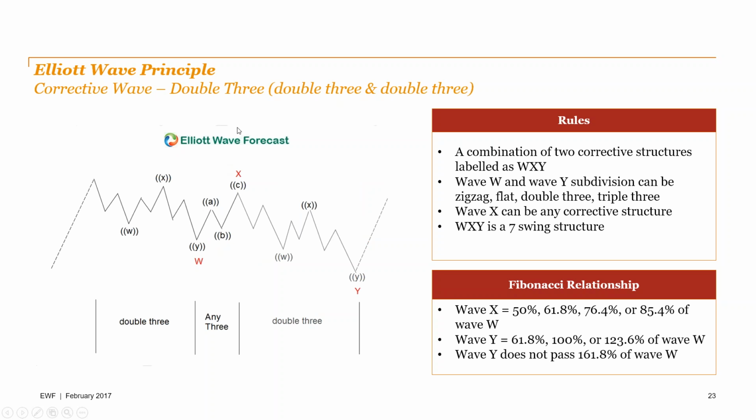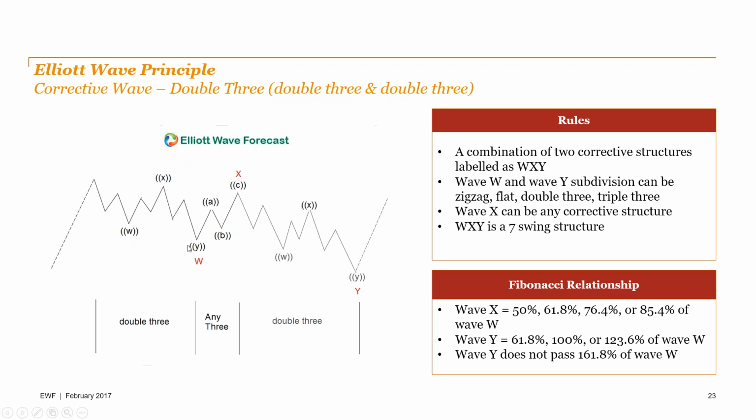Here's another example. It is another double 3. On the left side, we have another double 3. So you see, we have a WXY, but on the left side, the subdivision is another WXY of the lower degree. Right? If the red degree is minor, then this is the minute degree. So we have another 3, 3, 3. So you can call a WXY a 333 if you want to.